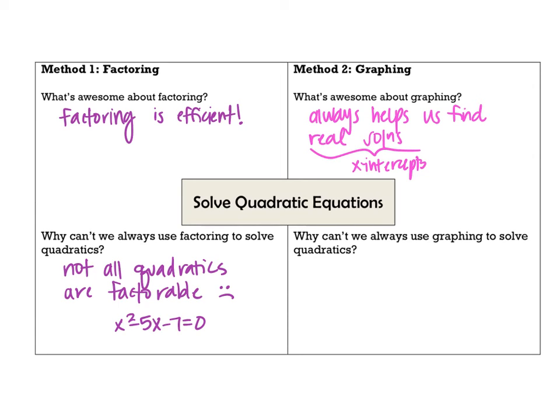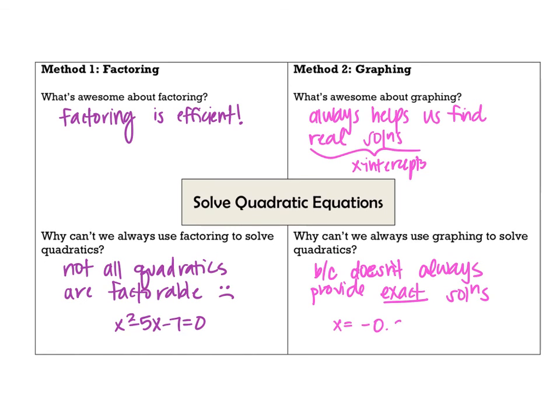So why can't we always use graphing to solve quadratics? I'm going to write because it doesn't always provide exact solutions. If I think back to the example we did, I think it was C, we got negative 0.393 and 3.393. That's a solution, but it's approximate, right?